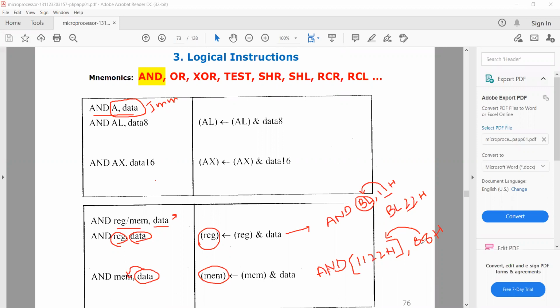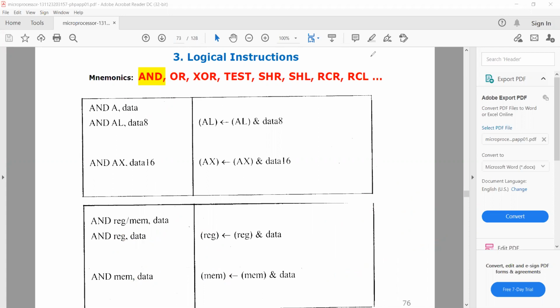Okay, that is the meaning. And the AND operation result will be stored where? In this particular location only. In the 1122H location only. That is the meaning here. Hope the things are clear to you. Next, we'll proceed further.